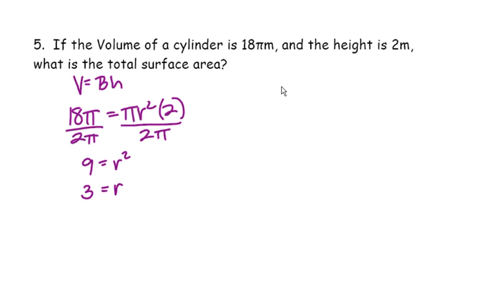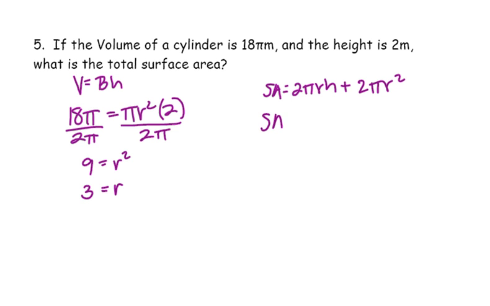Now I can take my radius and my height, and I can plug it into the formula for total surface area. So surface area equals 2 pi r h plus 2 pi r squared. So this is another case of the more you write the formula, the easier it is to memorize.